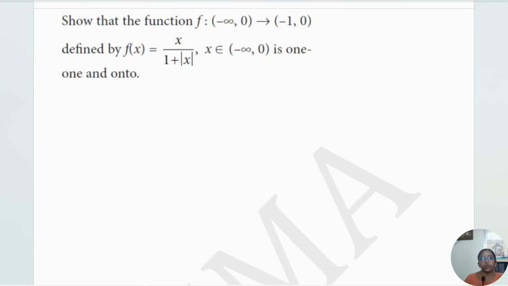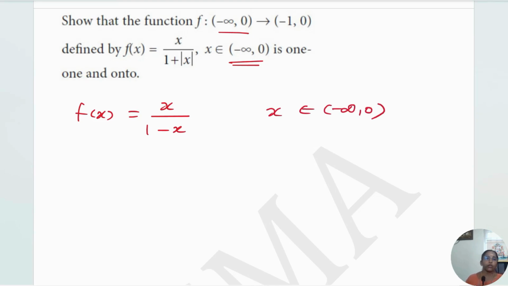Look at this problem. Show that the function f, whose input is defined from minus infinity to 0 and output is -1 to 0, defined by the function f(x) = x/(1 + |x|). What about our x here? It is minus infinity to 0, so the modulus of x will be -x. So our f(x) is now x/(1 - x), because x belongs to minus infinity to 0. That is why we are writing our f(x) function like this.